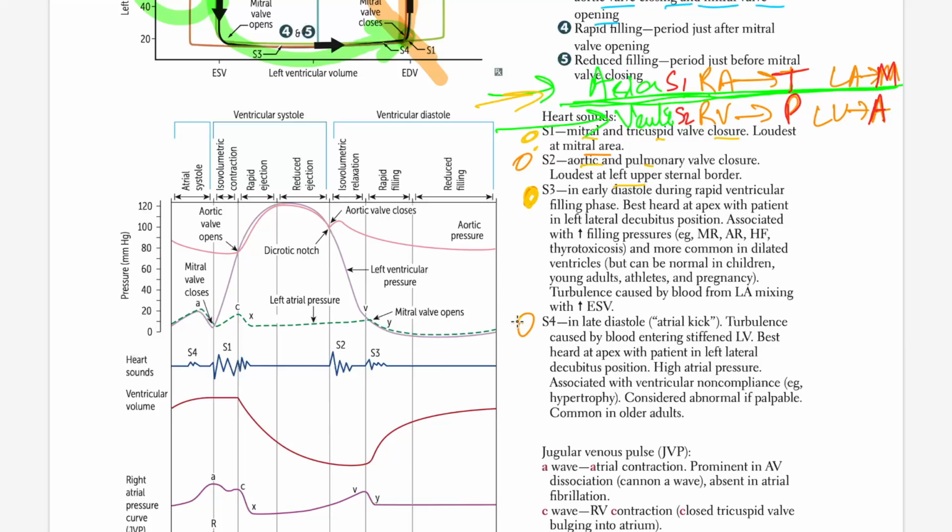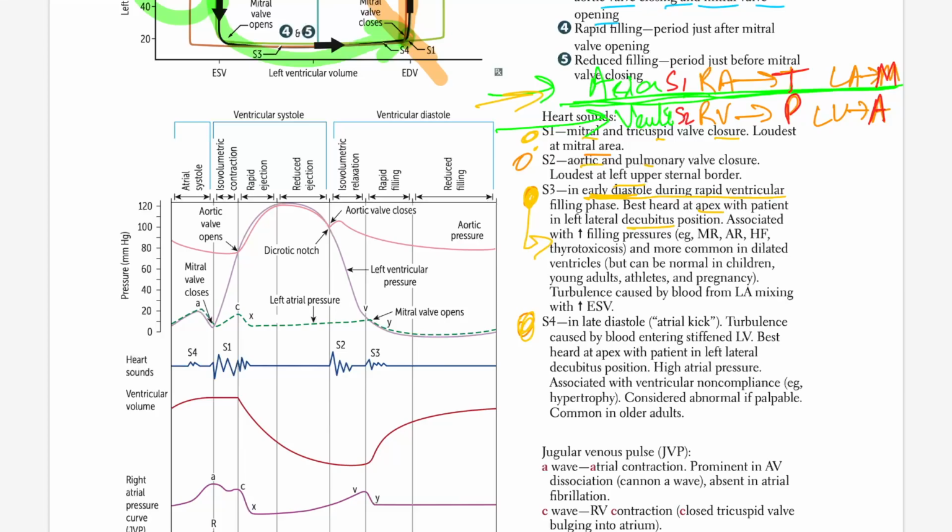Now, what is S3 and S4 now? So S3 is an early diastole during rapid ventricular filling phase. So again, it's coming in early diastole, rapid ventricular filling phase. Best heard at the apex with the patient on the left lateral decubitus position, associated with, high yield at this point. What is it associated with?